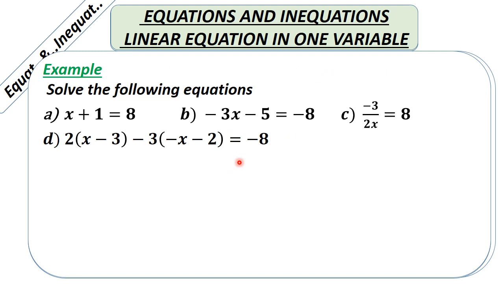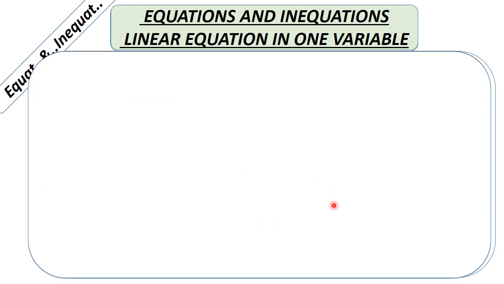So these are examples. So start with A. So x plus 1 is equal to 8. So how do we solve this? We take plus 1 this side, it becomes minus, so it becomes like this, and we have this.